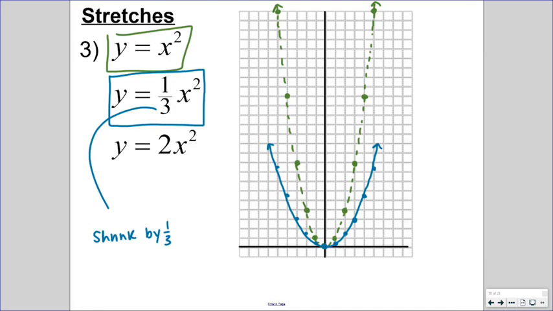Last one here, we've got the opposite. We've got a vertical stretch, so we're stretching by 2. That means we're going to multiply all of the y values of the parent function by 2, and the x values still stay the same because it's a vertical stretch here.